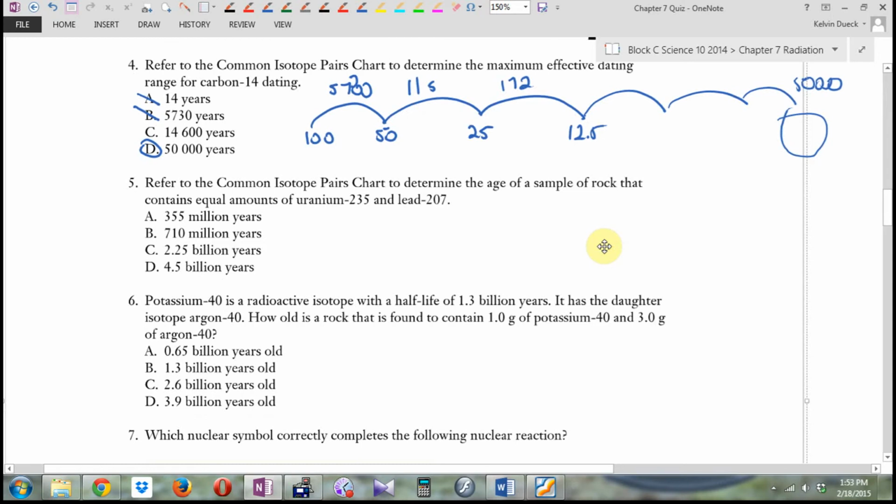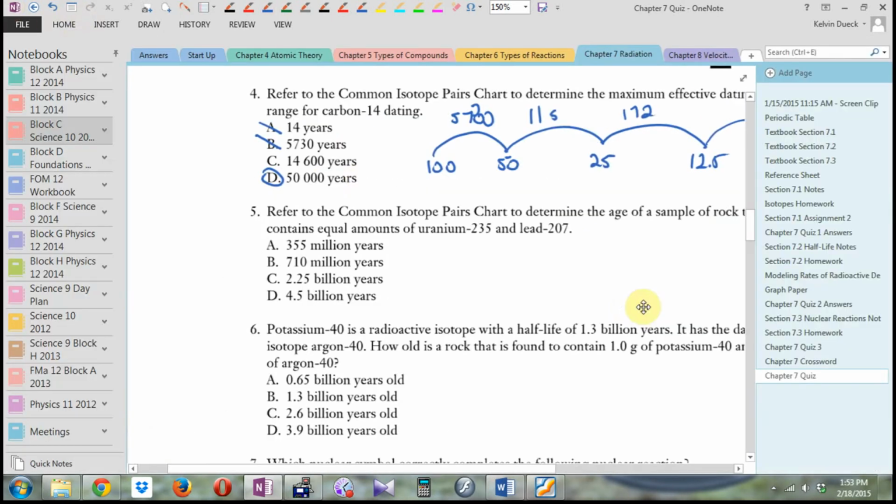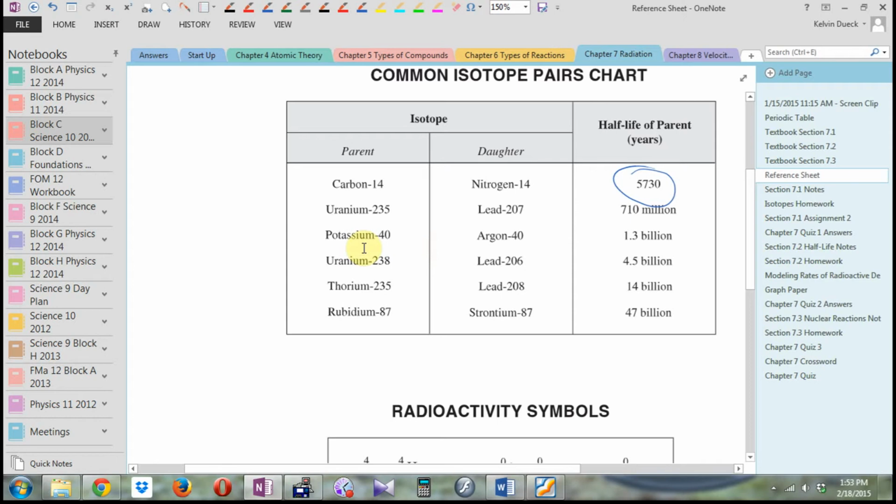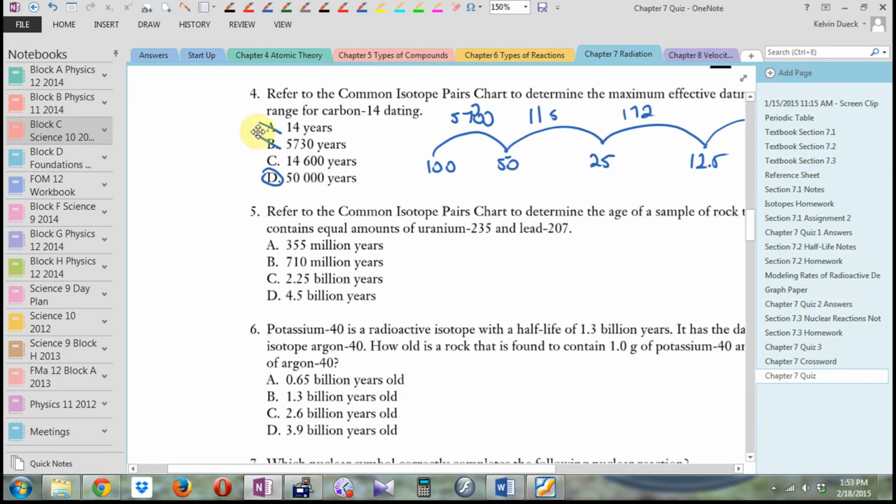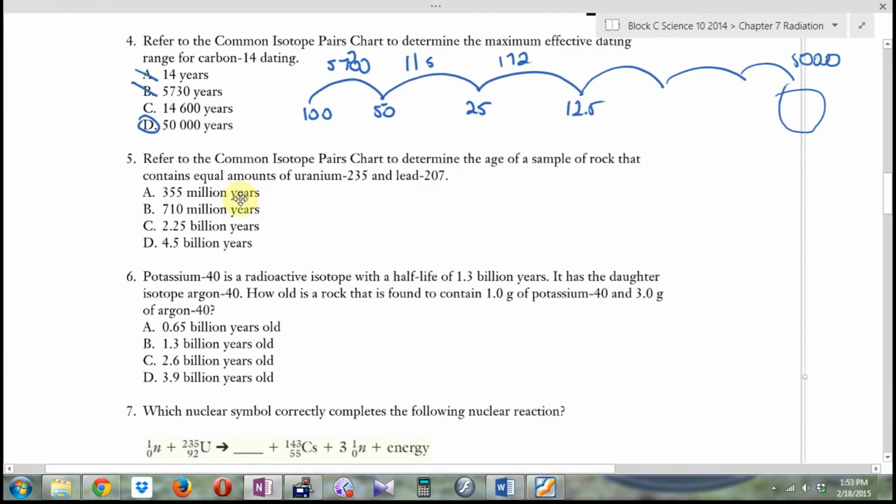Refer to your formula sheet, number 5, to determine the age of a sample of rock that contains equal amounts of uranium-235 and lead-205. If I go and look at this, it turns out uranium-235 decays into lead, is it 205 or 207? 207, I read it wrong. It decays into lead-207. So they are a parent-daughter pair. If they're equal amounts, how many half-lives have gone by if I've got 50% left?